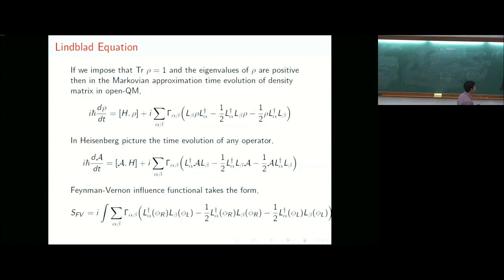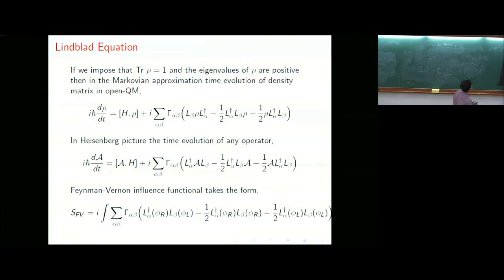Shall I move on? Now we go back to open quantum mechanics, and if we impose these conditions, that is trace of rho, the density matrix of the subsystem, to be 1, and also the eigenvalues of rho are positive, that comes from the physicality condition. And then we impose one more constraint, that is Markovian approximation. Then the time evolution of density matrix is given by this.